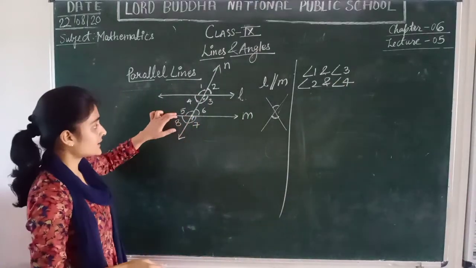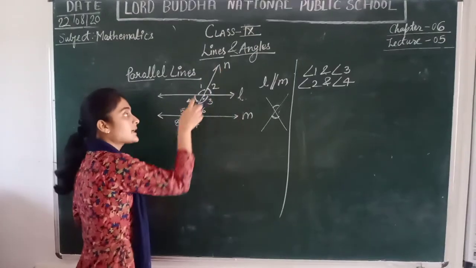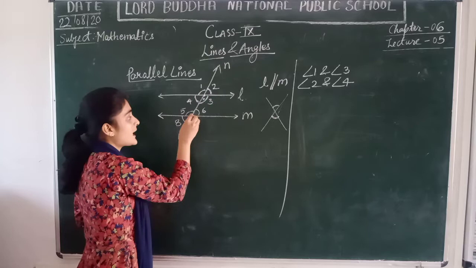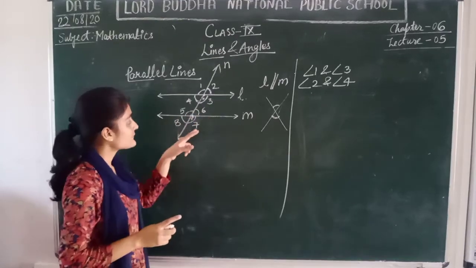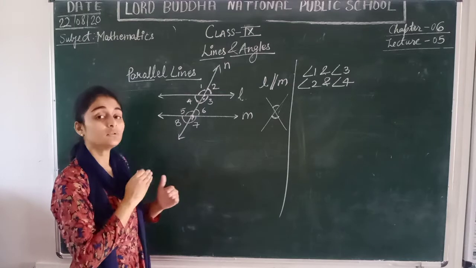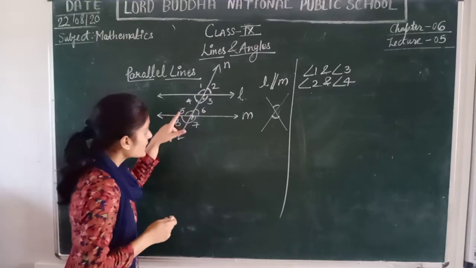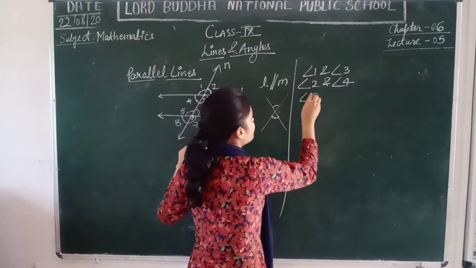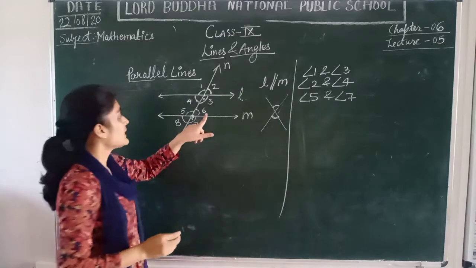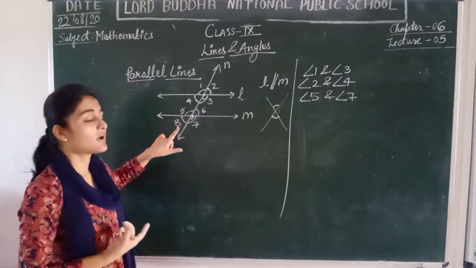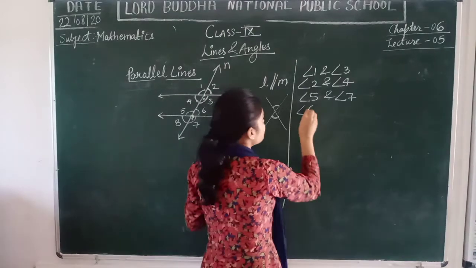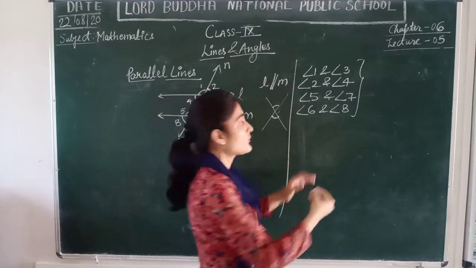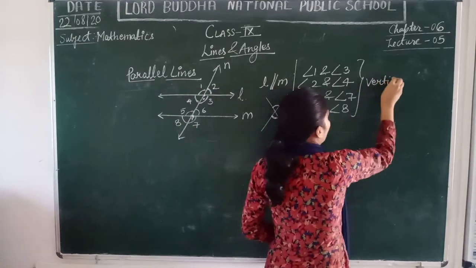Now moving forward to the next line. Line M is intersected by line N at point P. Again there are 4 angles formed, and some angles are opposite to each other. Which ones are they? Angle 5 is vertically opposite to angle 7. So you write angle 5 and 7 here. Another, angle 6, is vertically opposite to angle 8. So you write angle 6 and angle 8. All these four angle pairs are what? Vertically opposite angles.